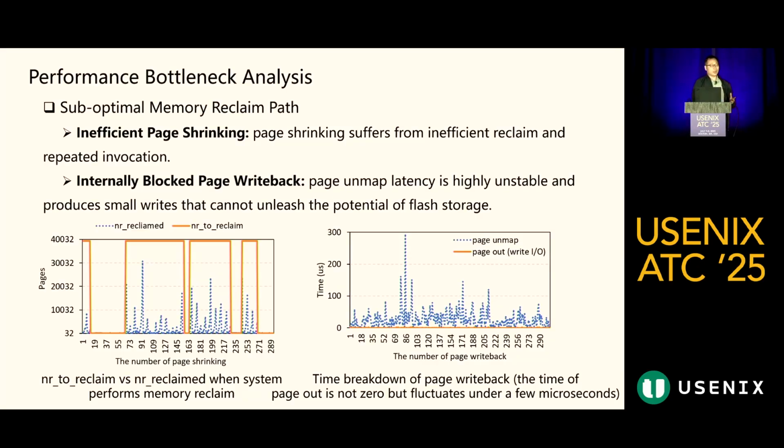We checked the number of pages we need to reclaim compared with the number of reclaimed pages. We found a big gap. The red line is the number of pages we need to reclaim, and the blue line is the number of pages reclaimed. There is a big gap. So the page shrinking process is quite a big issue.